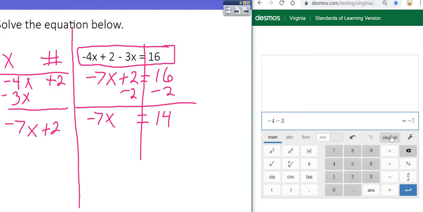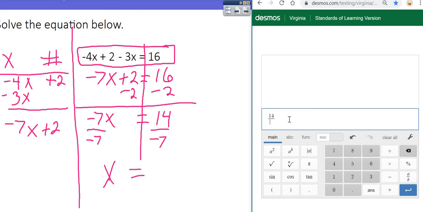I encourage you to use Desmos for every step because you just don't want to make a mistake. So now we've got negative 7 times x equals 14. So I am going to put in a divide by negative 7 on each side so that I can get x alone. And I'm going to go ahead and put this in Desmos. I don't need to, but I'm going to because I don't want to make a mistake. 14 divided by negative 7 is a negative 2.